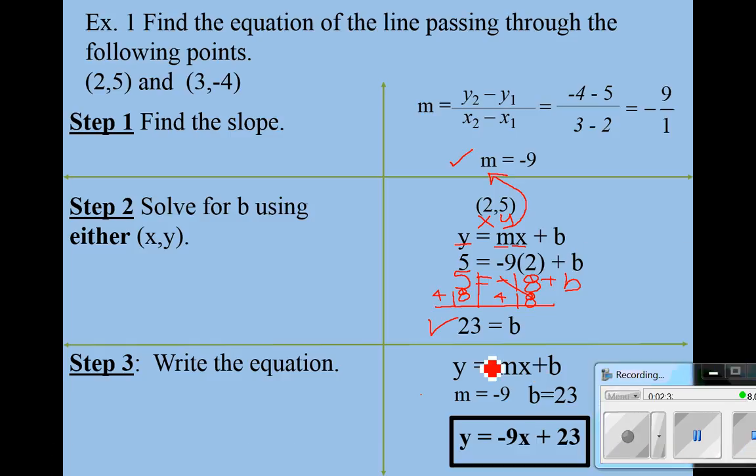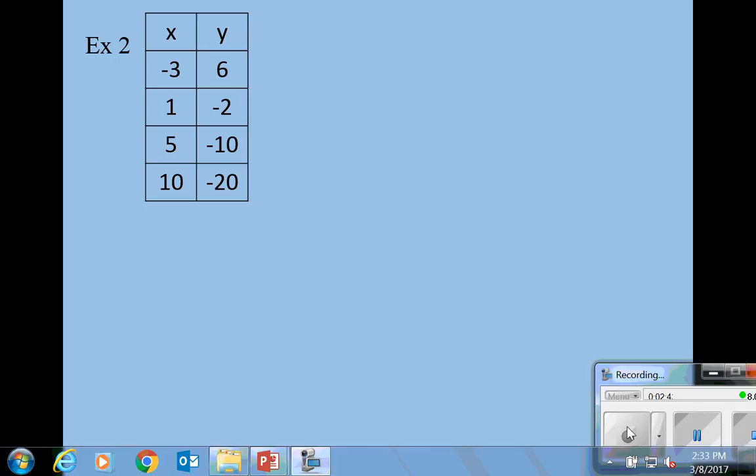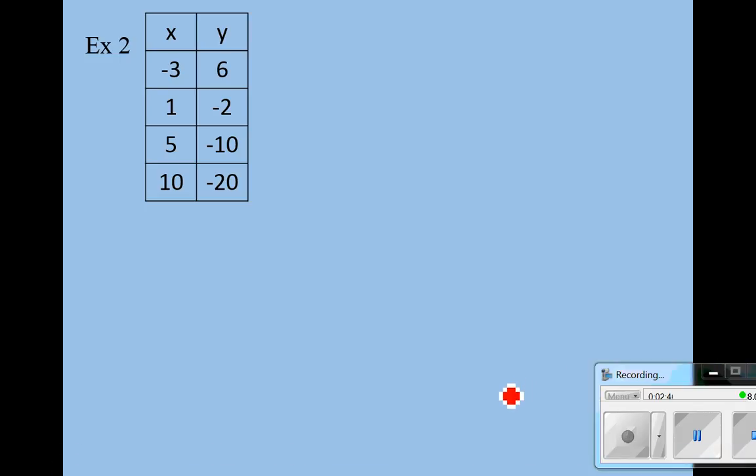Example 2 is a table. Go ahead and copy down the table, and then we'll start with step 1, finding the slope. In the table, we have 4 ordered pairs, and we only need 2. So the first thing you're going to do is choose 2 that you want to use to find the slope. It doesn't matter which 2. As long as you do the formula correctly, you will get step 1 correct.